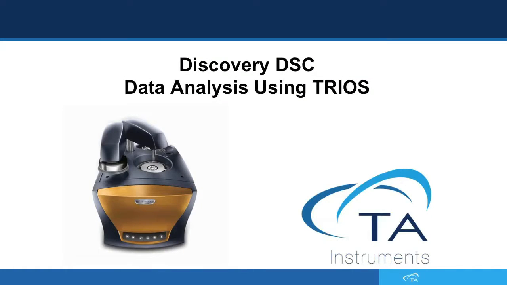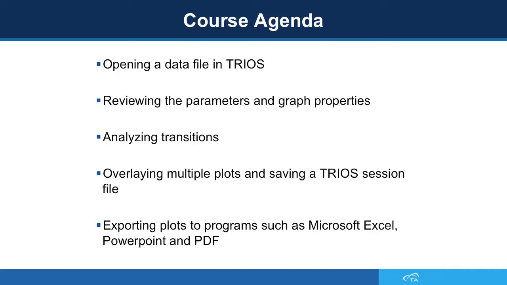Thank you for joining me in this Discovery DSC Data Analysis Using Trios eTraining course. Within this course, we covered topics which included opening a data file in Trios, reviewing the parameters and graph properties, analyzing transitions, specifically the gloss transition and peak integration, overlaying multiple plots, and saving a Trios session file, and then exporting plots to programs such as Microsoft Excel, PowerPoint, and PDF.